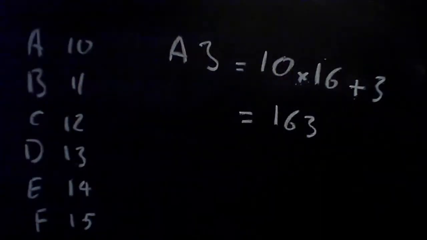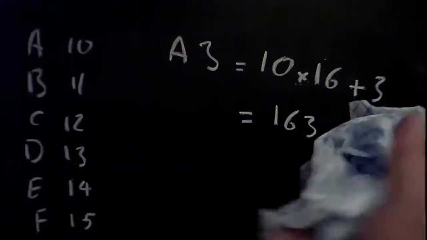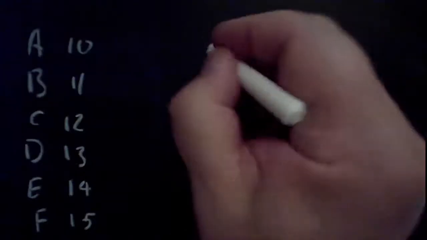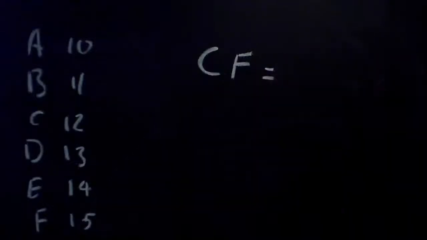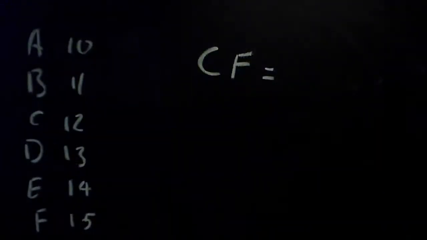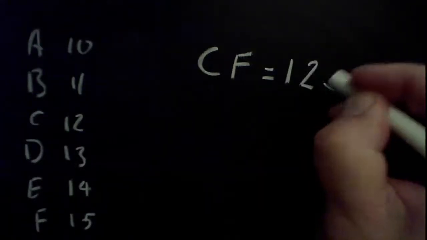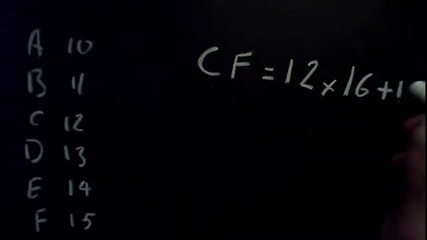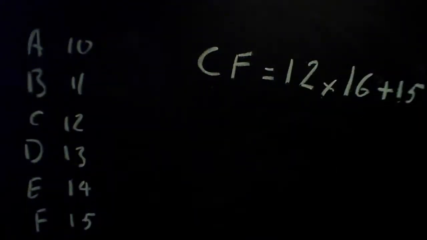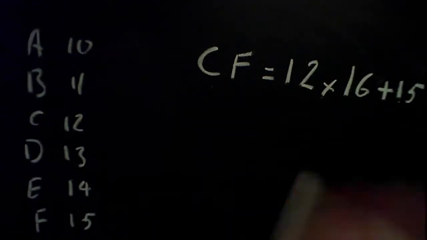Okay, let's do one with a couple of letters in maybe this time. Let's have CF and see what we've got there. So we've got 2 digits then. So we've got the C, which is 12 times 16, and then we have to add on the 15, and then we'd work that out. So we've got 12 times 16 plus 15, which is equal to 207.